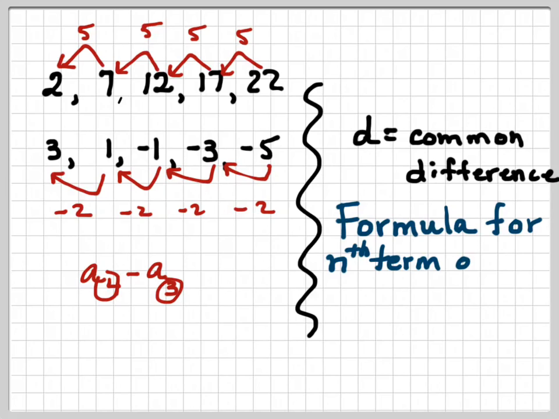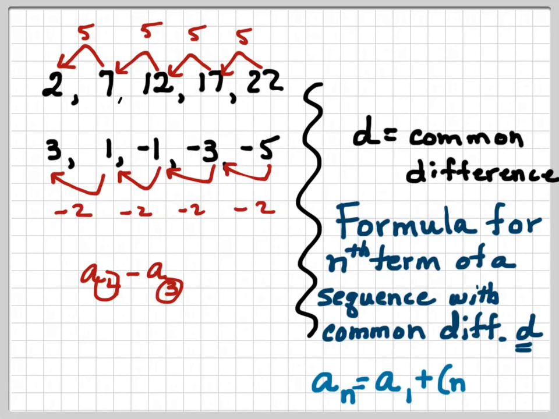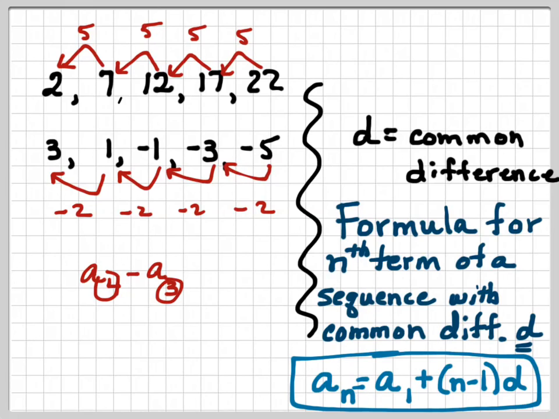And the formula for the nth term of a sequence with the common difference D is a sub n equals a sub 1 plus quantity n minus 1 times D. You need to write that down and remember it. Keep it handy because that's what we're going to use to solve these problems. Now let's see, how do we get that equation?